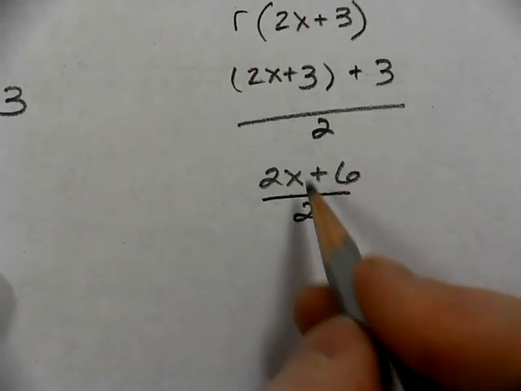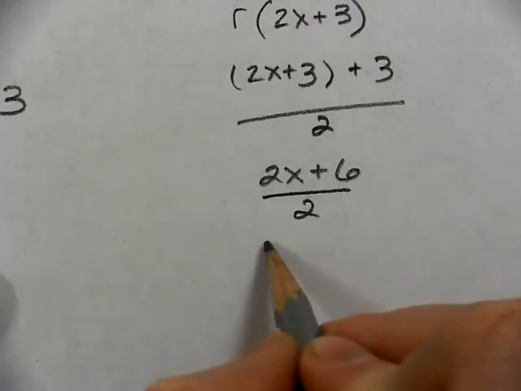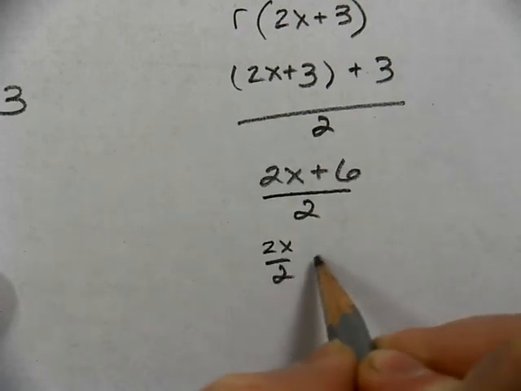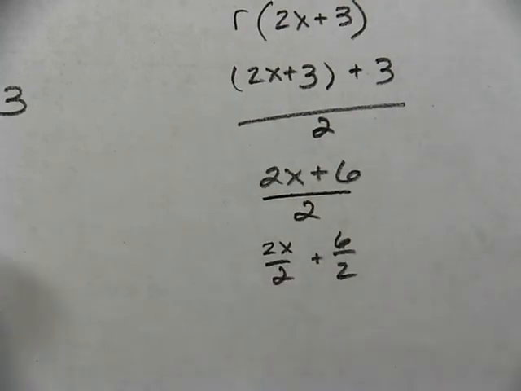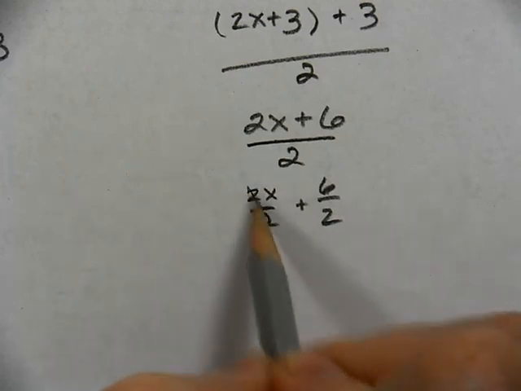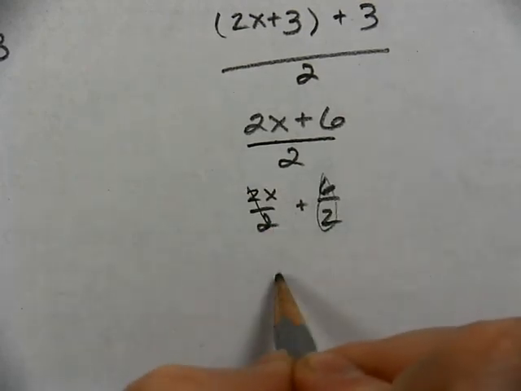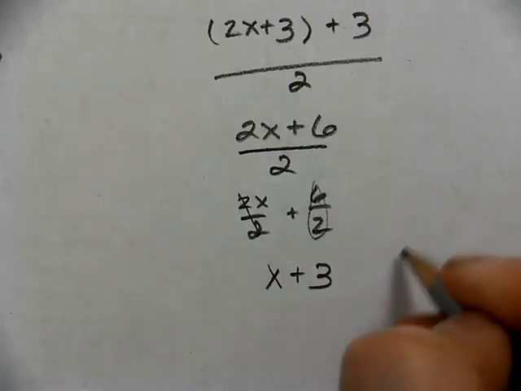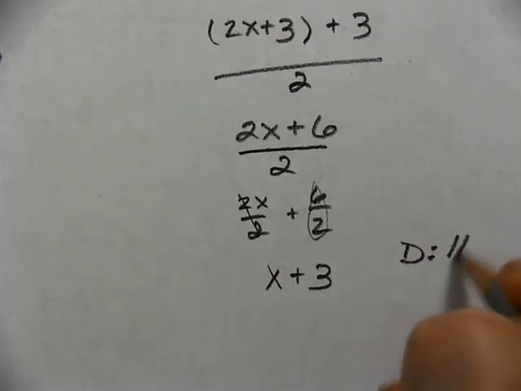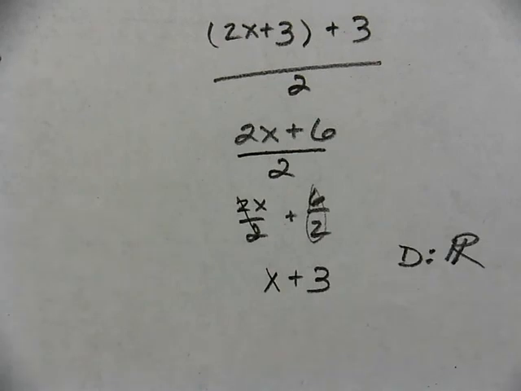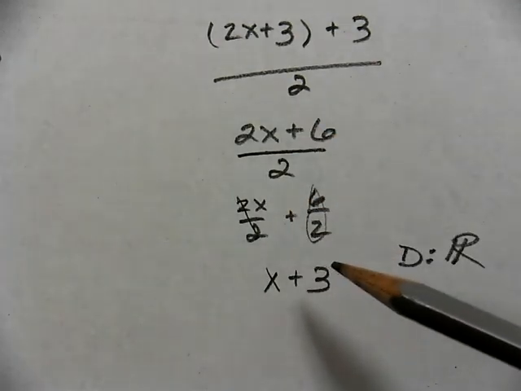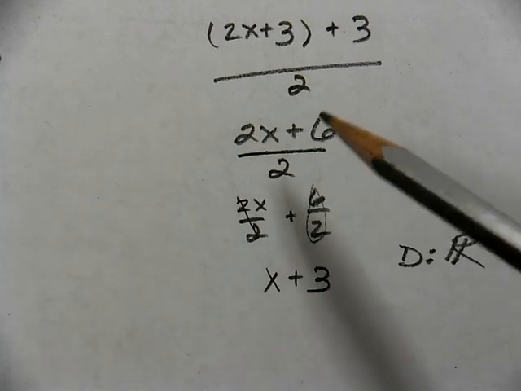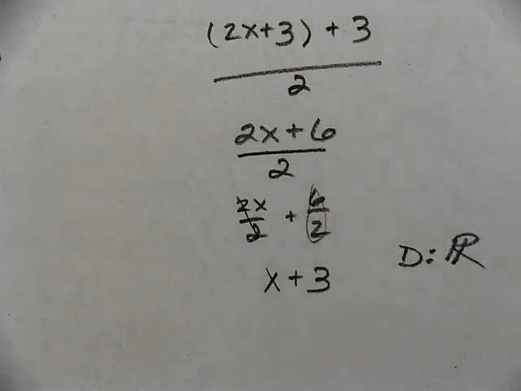Now, when we simplify, whenever you have a plus or minus, one way you could think about it is to break it into both pieces. And that can be reduced into x plus 3. Again, the domain here would be all real numbers. Because you don't have an x in the denominator, you don't have anything inside a radical.